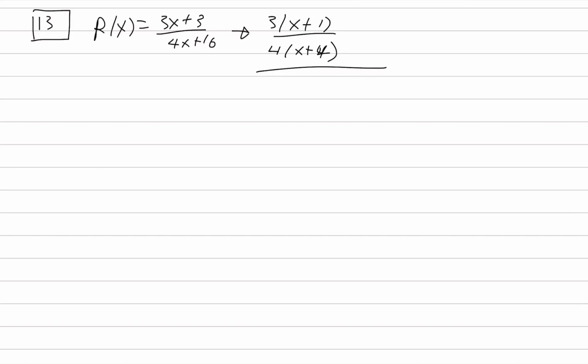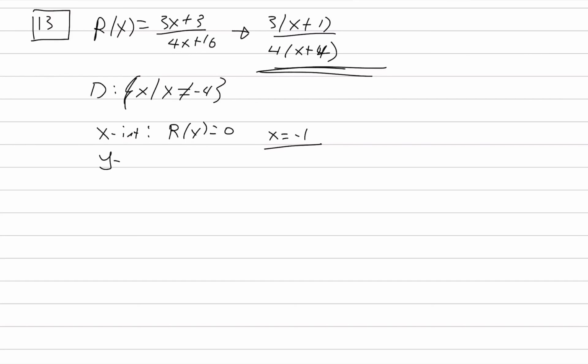And domain, we cannot have x equals negative 4 because it will give us 0 in the denominator. Right? And this is in lowest terms, so you can just select that option. And x and y-intercept, well, x-intercept, we solve this equal to 0. Well, we look at the numerator, which will be 0 when x equals negative 1.